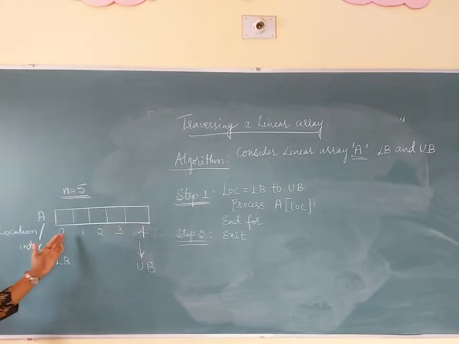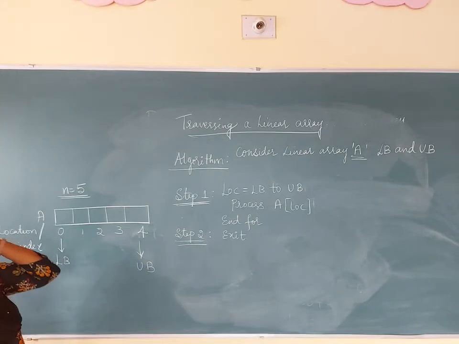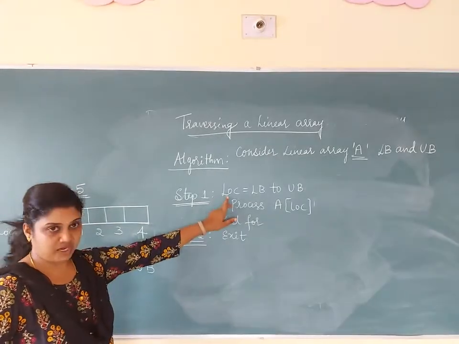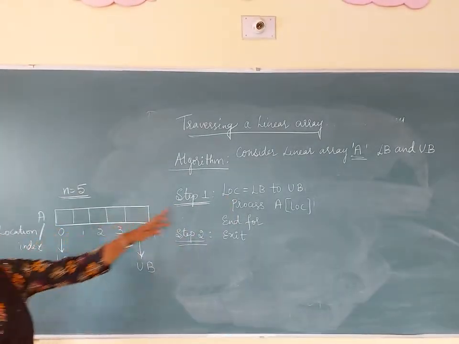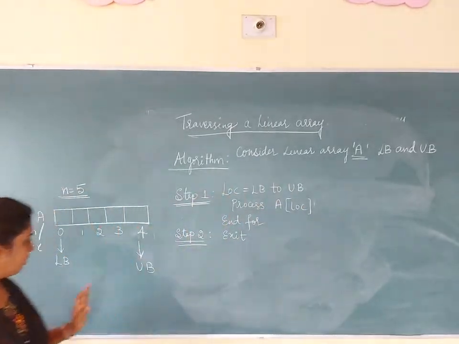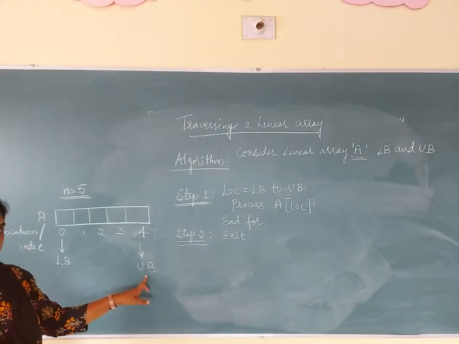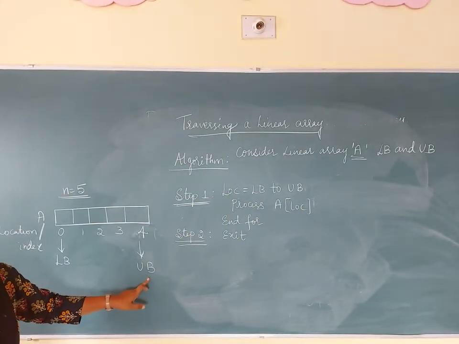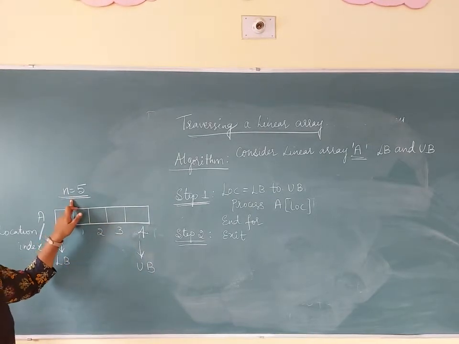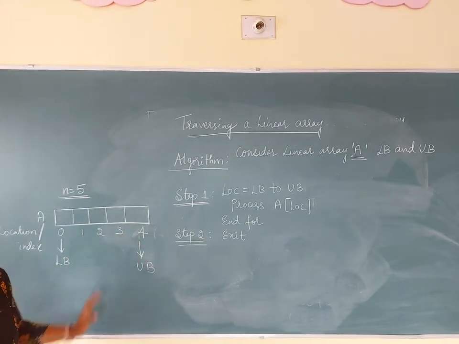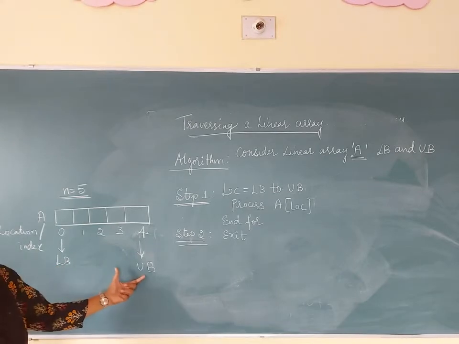Okay, with the help of this one, you are going to access the data. So, we have taken a location, from lower bound to upper bound. Lower bound is 0, upper bound is 4. Why 4? Because I have taken the size as 5, so 0 to 4 I am going to consider. This is the lower bound and upper bound.